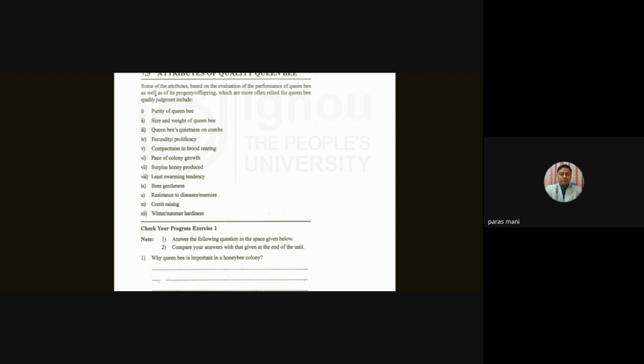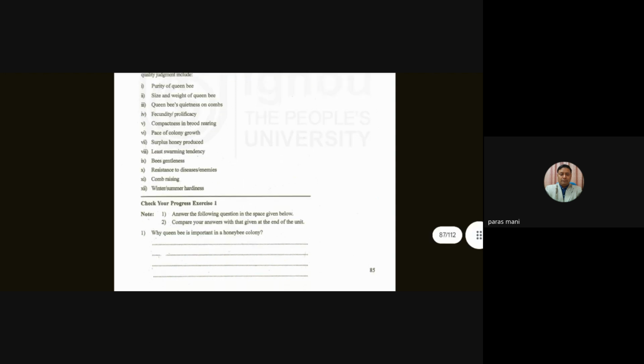Pace of colony growth, how fast it will be growing. Surplus honey produced, the capacity of its workers to produce honey. Least swarming tendency. It should not leave the colony often. Then bee's gentleness. It should not sting for small provocations. It should not get irritated. Resistance to diseases and enemies.